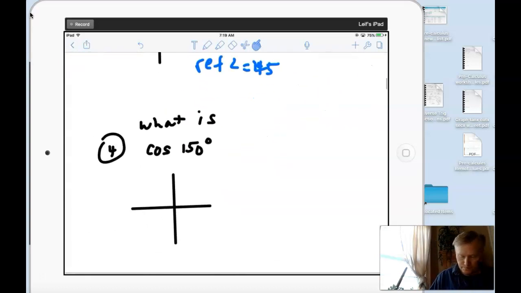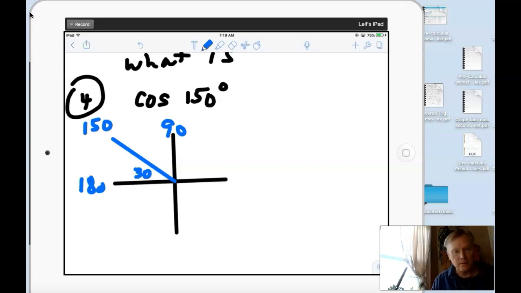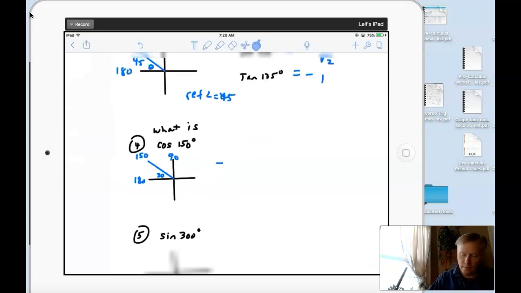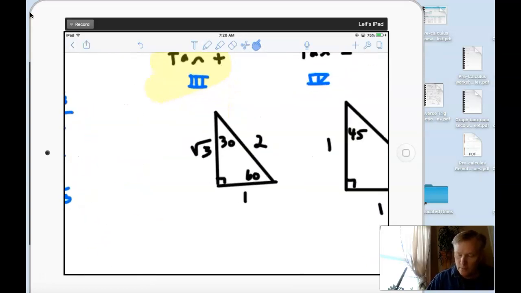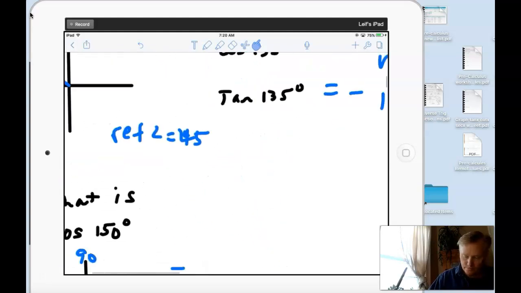All right. This one, a little more straightforward, not finding all of them, just asking what's the cosine of 150 degrees. So here's 180, here's 90, which means if I go to 150, my reference angle goes to the x-axis, will be 30. So a 30-degree reference angle. Cosine in the second quadrant is negative. And if I look at my 30-60-90 triangle, the cosine would be the adjacent over the hypotenuse. Adjacent from the 30 is the square root of 3. So it's negative square root of 3 over 2.